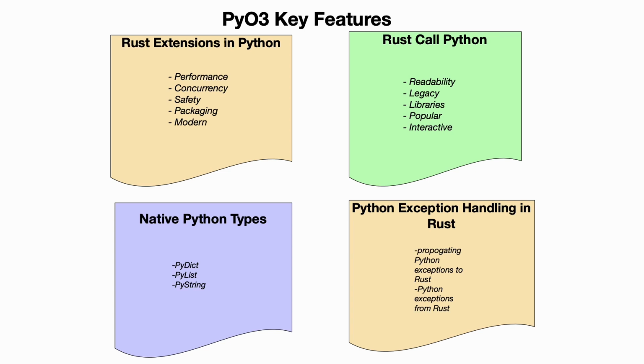Here are some key features of pyo3, which allows you to use Rust and Python together. First up here, we have Rust extensions in Python.